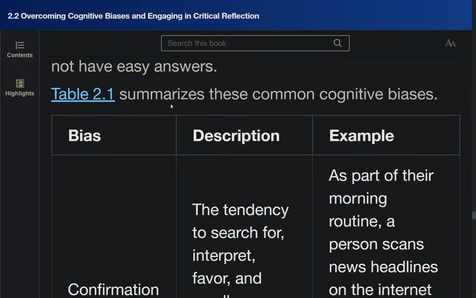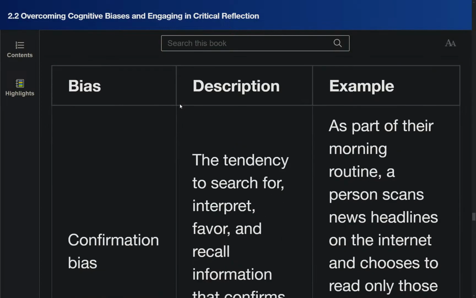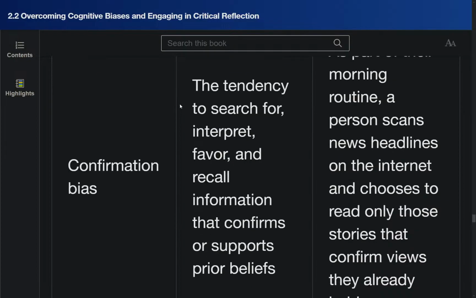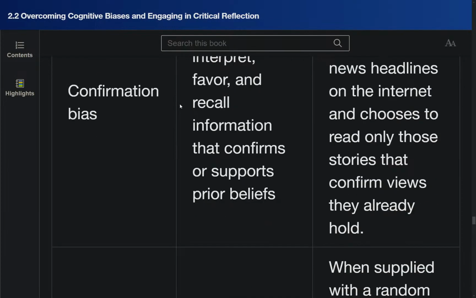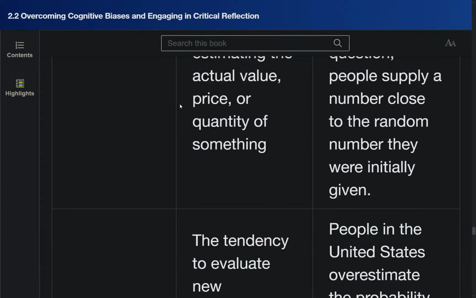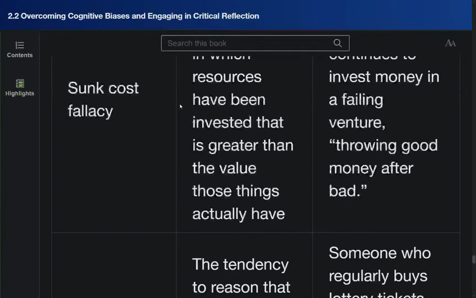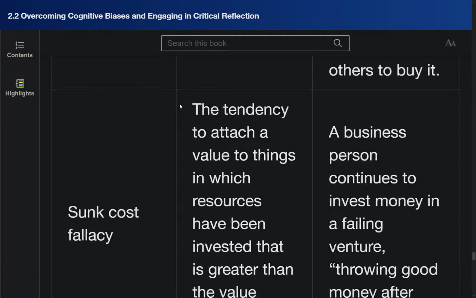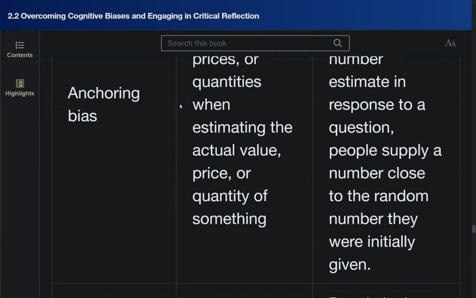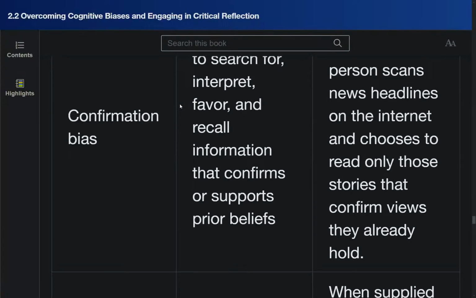Table 2.1 summarizes these common cognitive biases. Should we read them or pass them over? Let's read them quickly, why not?